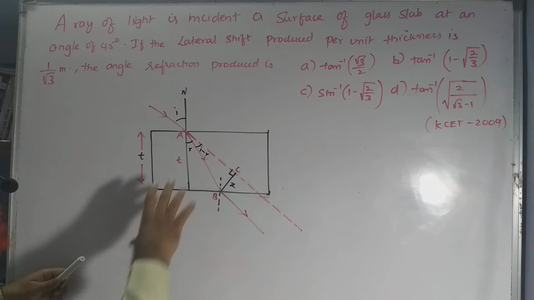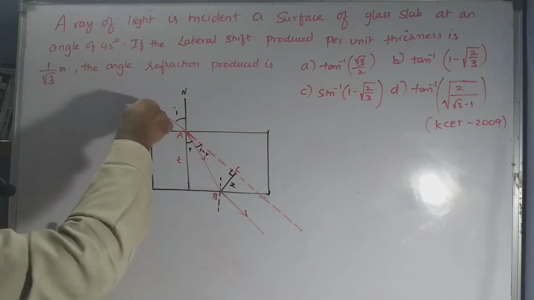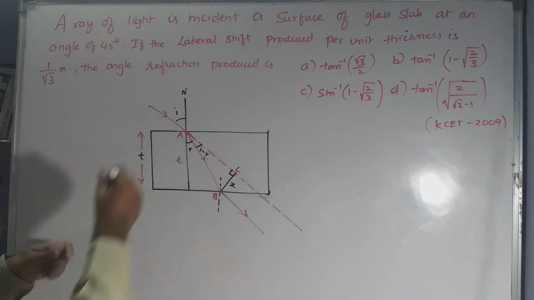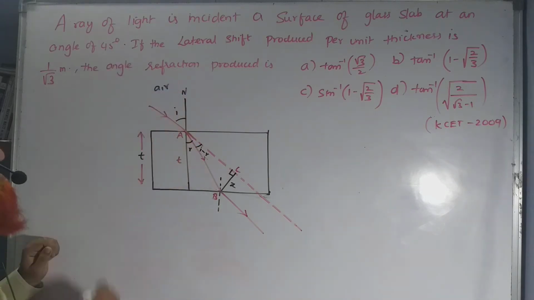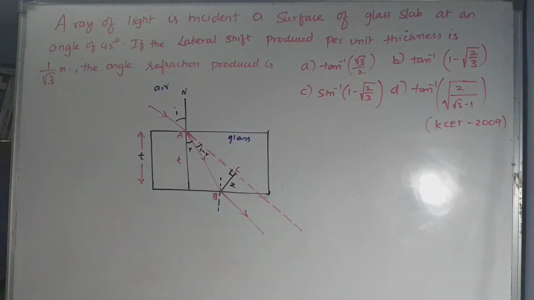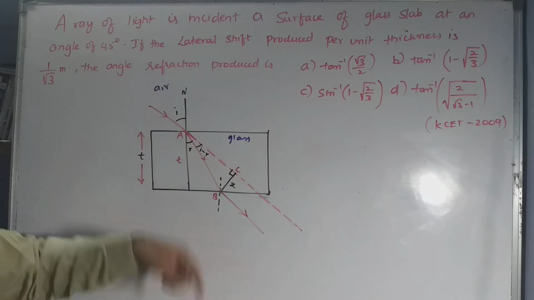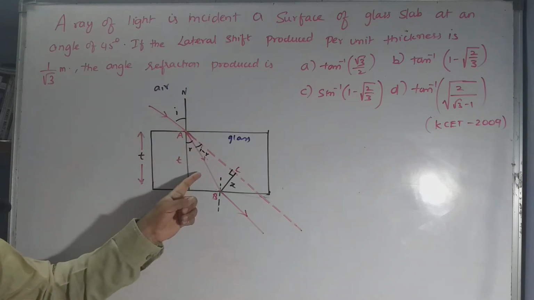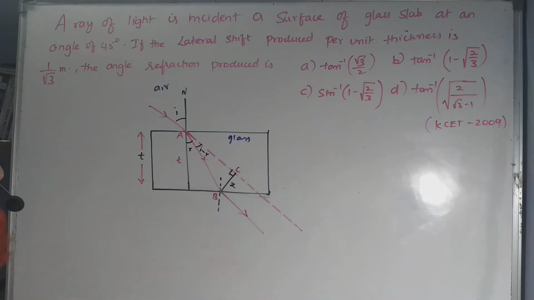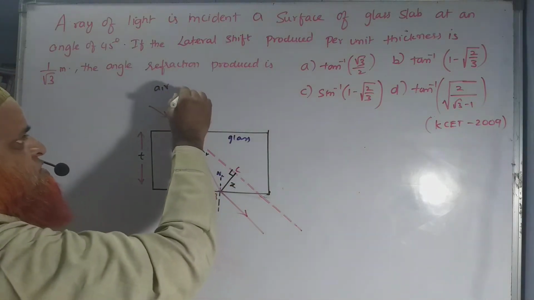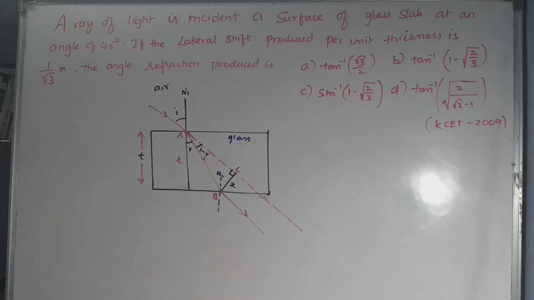When the light ray enters the glass slab, it deviates. It bends towards the normal because the medium here is air and the medium here is glass. So when a light ray enters from air to glass, it bends towards the normal. And when a light ray enters from denser to rarer medium, it bends away from the normal, as this is going to be the normal N2 here and this is going to be normal N1. So what is going to happen here?